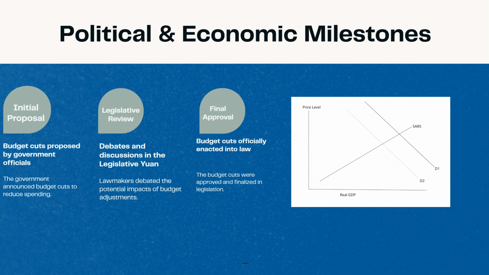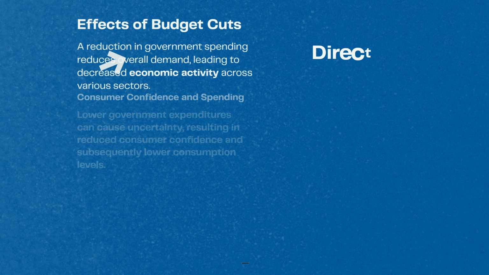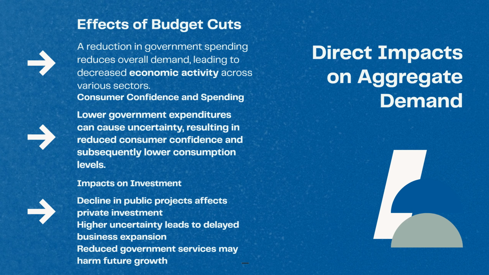During the legislation review, political debates intensified. The ruling party warned that these budget cuts may hurt economic growth and public services. Meanwhile, the opposition party defended the cuts, arguing that they will save taxpayer money and improve fiscal discipline. Eventually, the proposed budget cut was passed into regulation. These cuts will officially become part of the 2024 national budget.